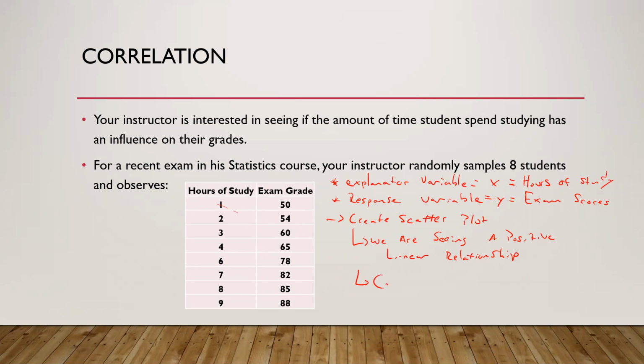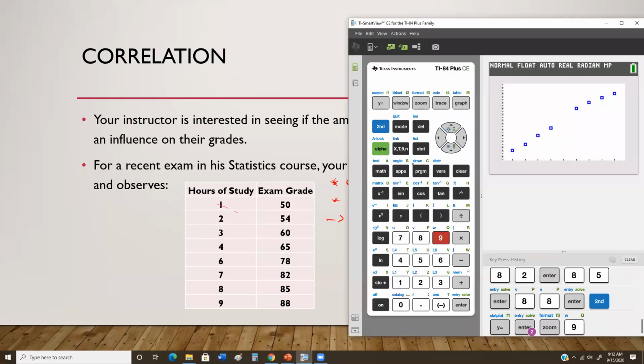Okay, so now let's calculate R. Okay, so let's find the value of the linear correlation coefficient for this. Okay, so I forgot how to do this. Can anybody remind me how to calculate R in your graphing calculator from the online lectures? Does anyone remember?